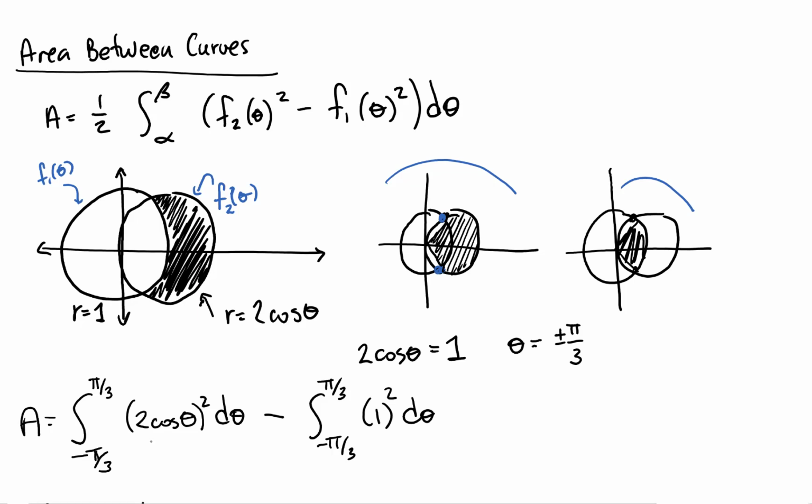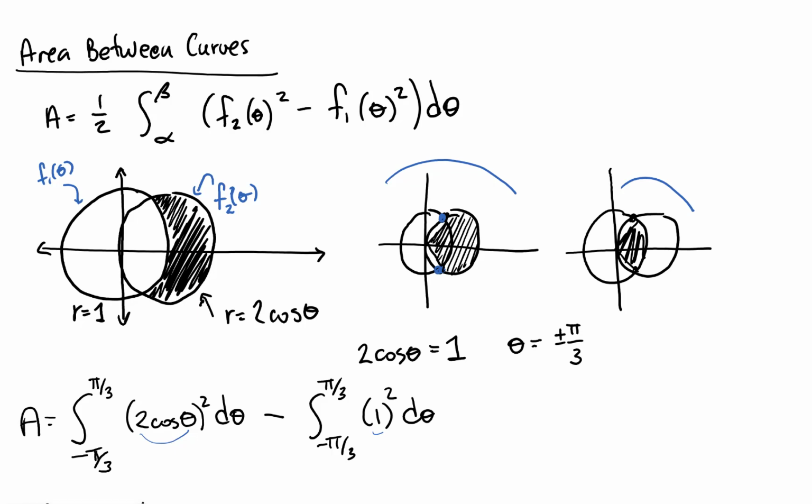And then I just substitute them in. So there's the outer function, there's the inner function, and they're squared and on the same interval from negative pi over 3 to pi over 3, and subtract the two. Fairly similar to some of the things that we've done before, just using the new techniques for polar coordinates. I won't solve this one for you, but I have definitely set it up there.